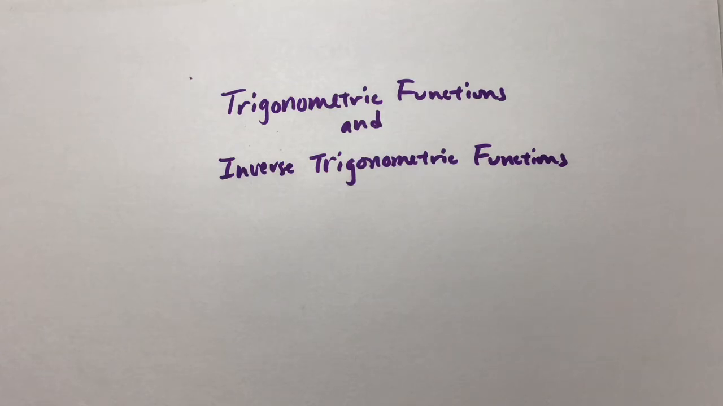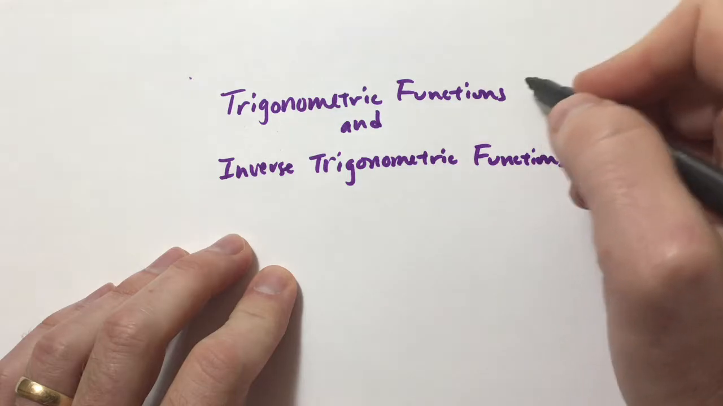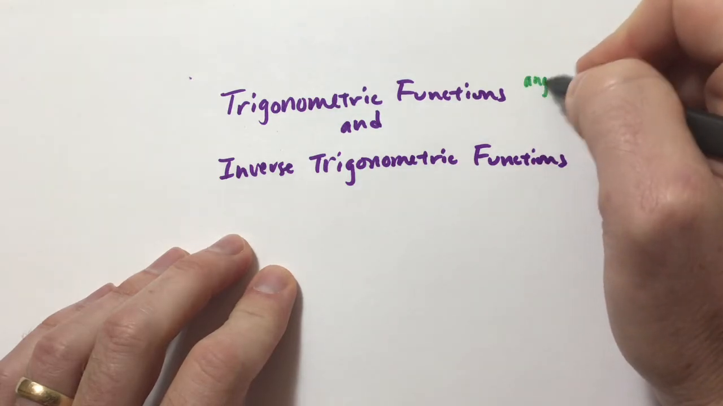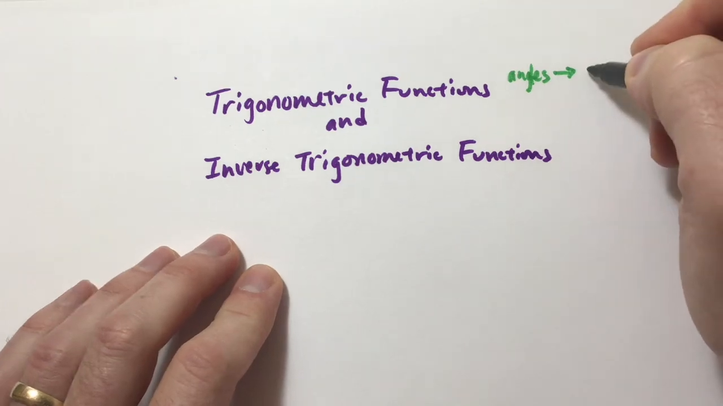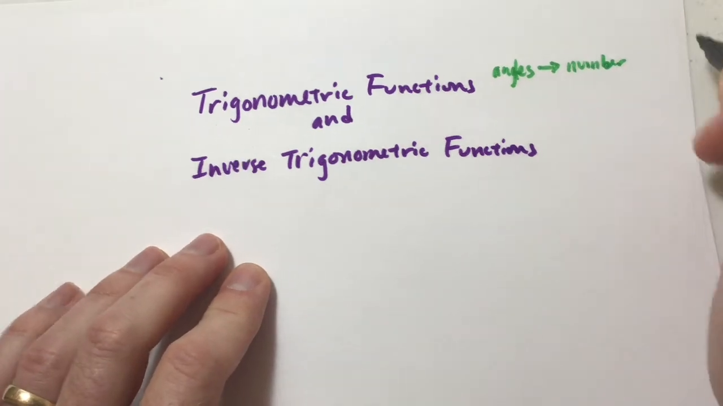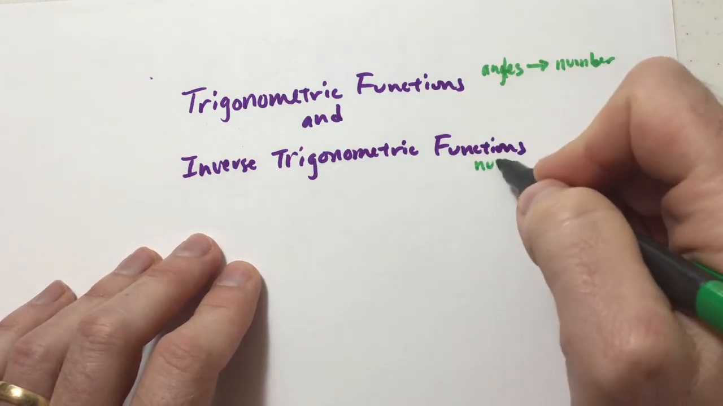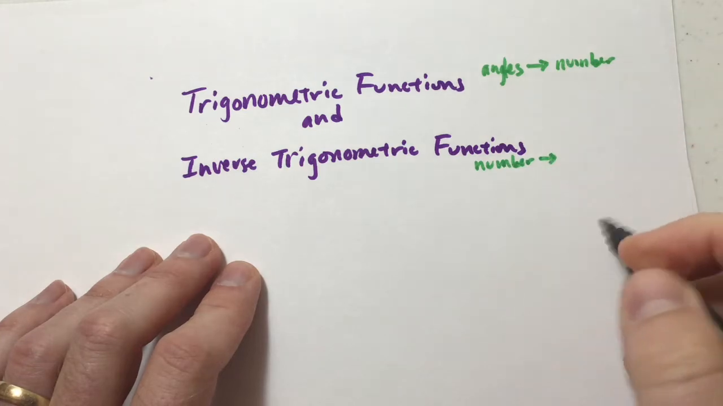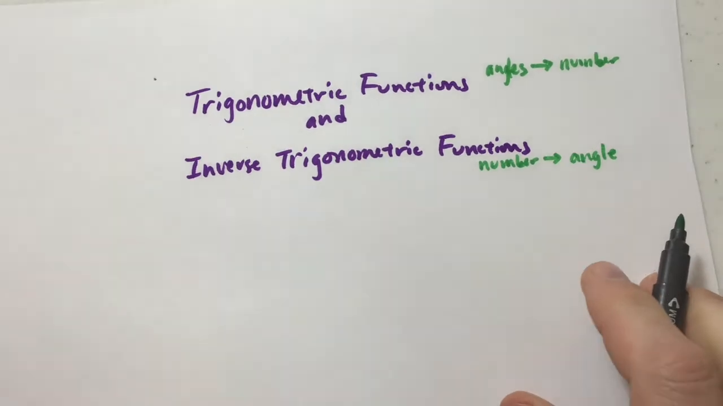I want to talk a little bit about trigonometric functions and inverse trigonometric functions. These are functions, and so every input has exactly one output associated with it. In these trigonometric functions, we have angles as the input, and then we get a number as the output. Inverse trigonometric functions are going to reverse those, and so we're going to put a number as the input, and it should give us an angle as the output.